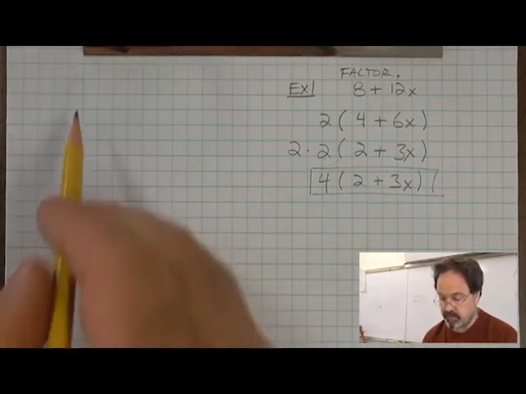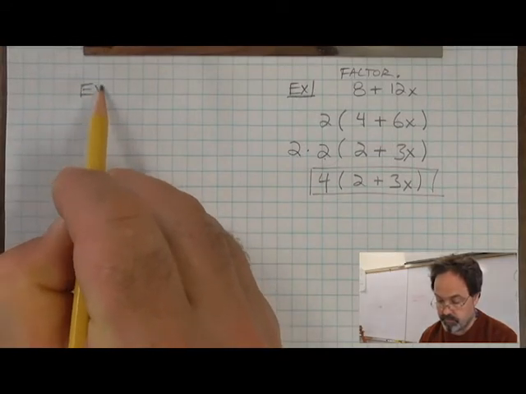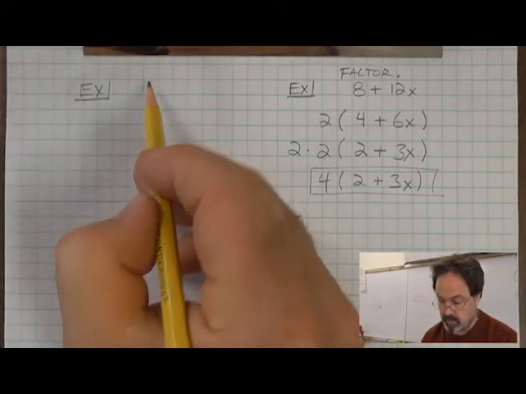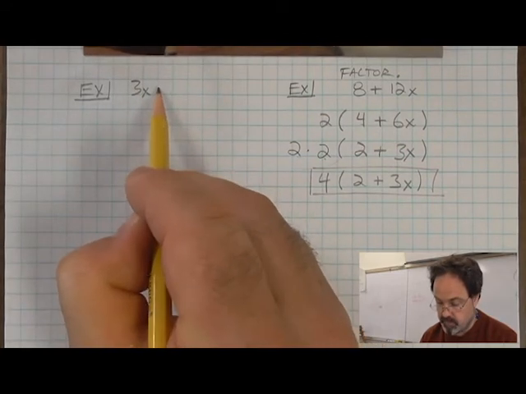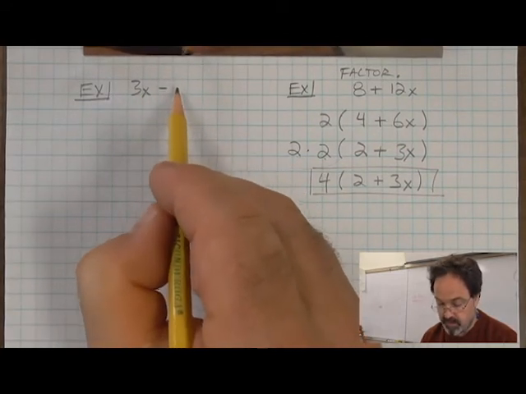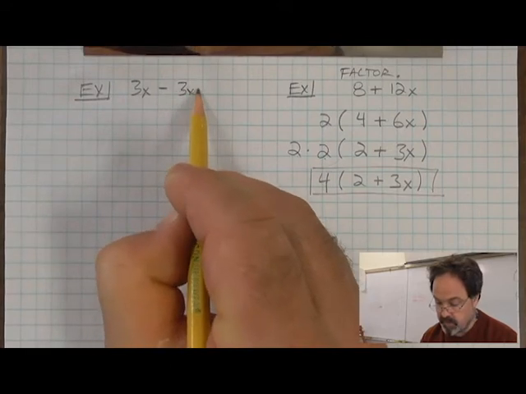In this next example, I'm going to go a little faster. It's going to be a little more sophisticated. I have the mathematical expression 3x minus 3xy.